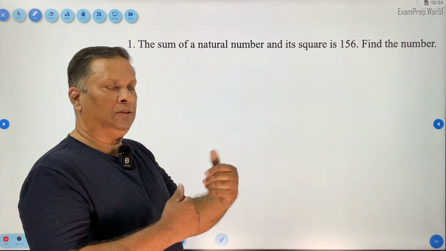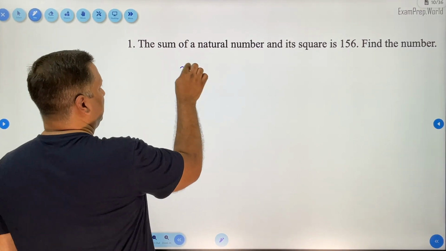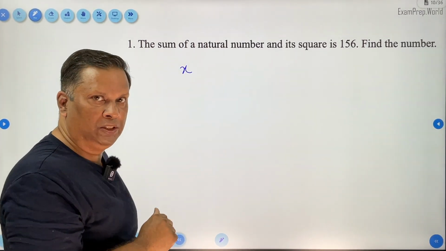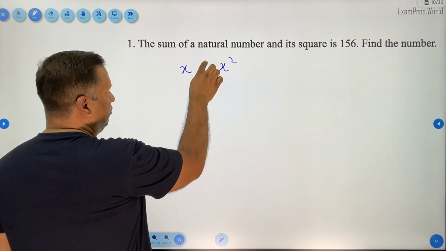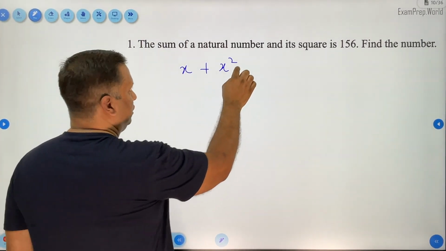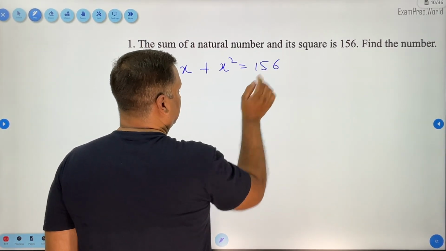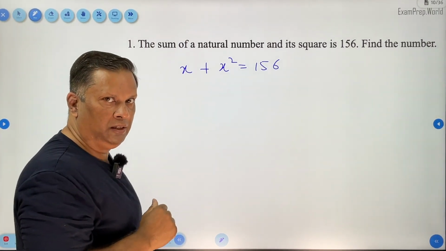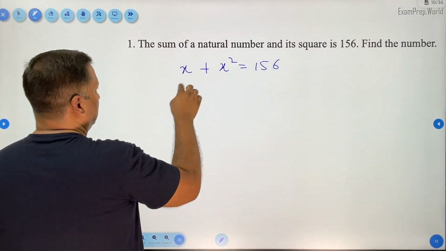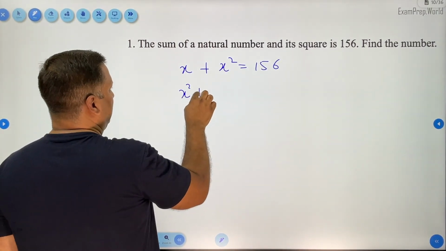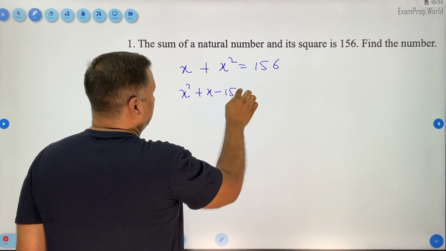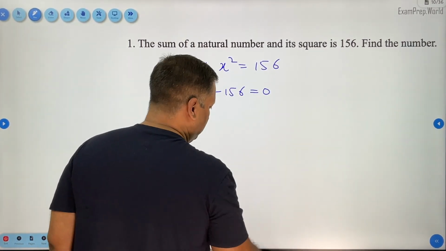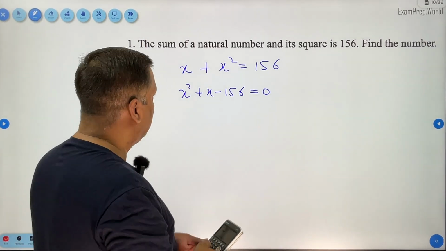Let the number be x. So I am assuming that number is x. And what will be its square? x square. The sum of these two is how much? 156. Do you see the quadratic here? Yes, it is. So arrange it: x square plus x, and get this 156 on the left side, minus 156 equal to 0. Okay, so let's solve this quadratic to get our number.